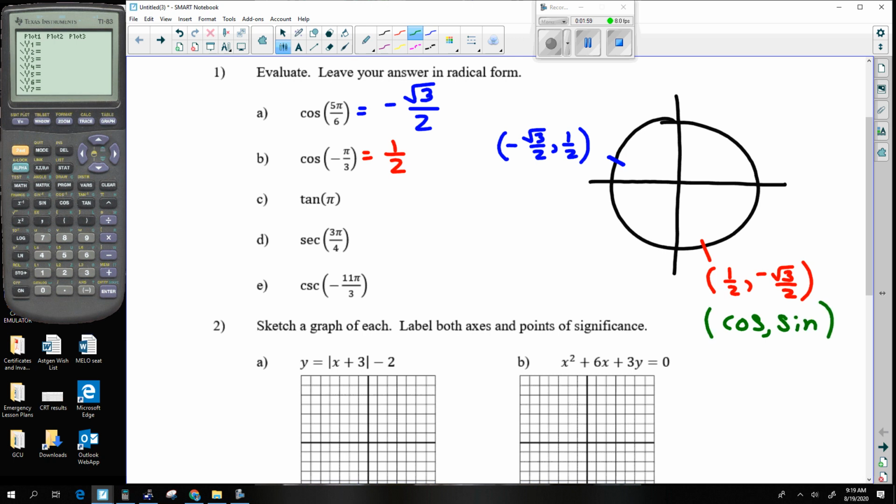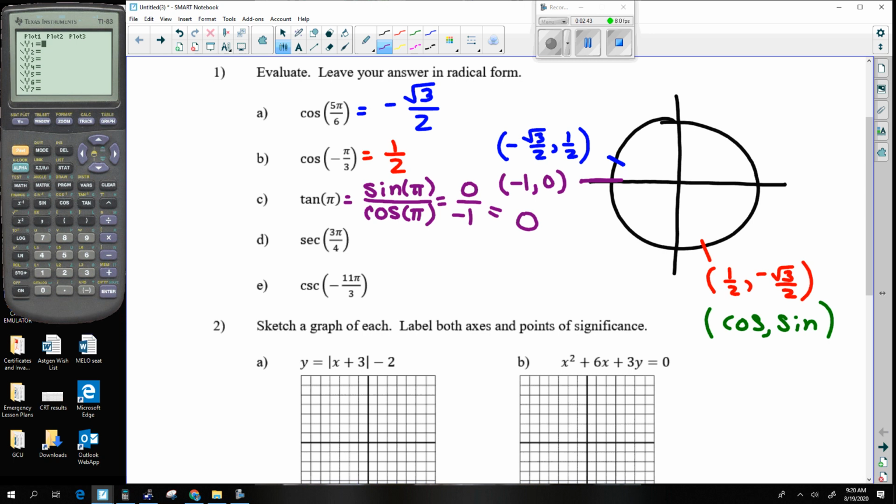Okay, moving on to letter C. We are asked what is the tangent of pi. Pi is right here, and that has a coordinate of negative 1, 0. Tangent is the same thing as sine over cosine. In this situation, the sine is 0, the cosine is negative 1. Thus, this is equal to 0. If it was the other way around, that answer would be undefined because the 0 would be under.